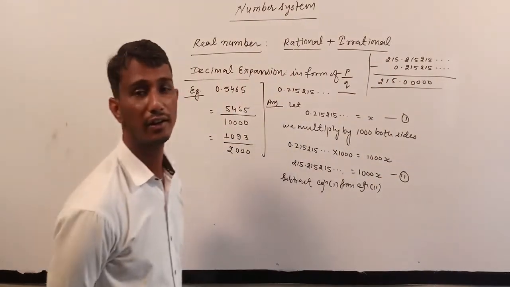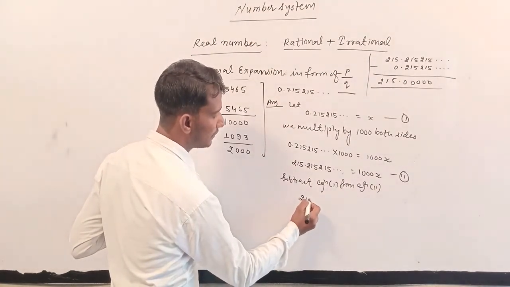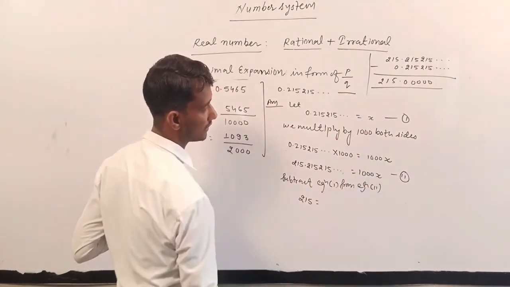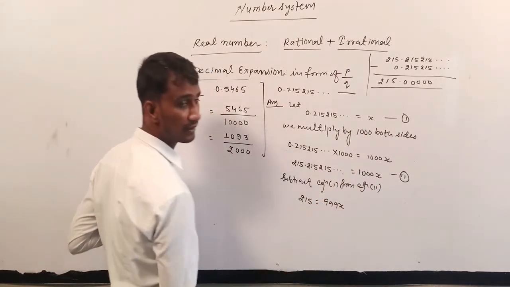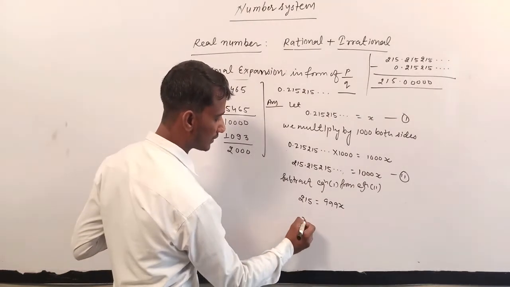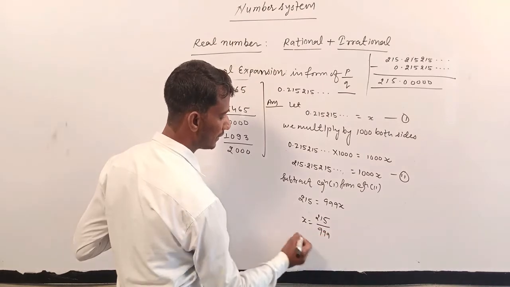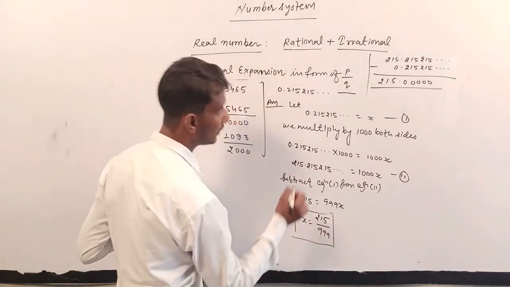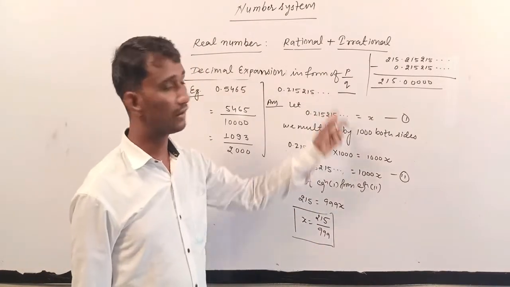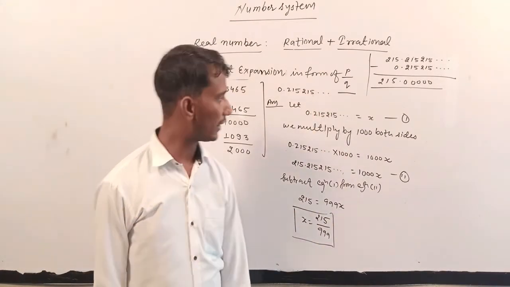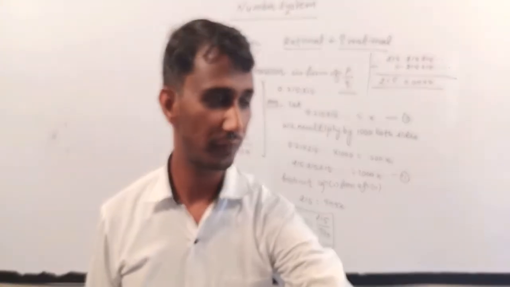Understand? So from the LHS you get 215, and on the right 1000x minus x, you get 999x. So we have to find the value of x. So x is equal to 215 upon 999. This is the required form of p upon q. Yes, this is the required rational number. Understand? Again check. And now the last and final example for you.